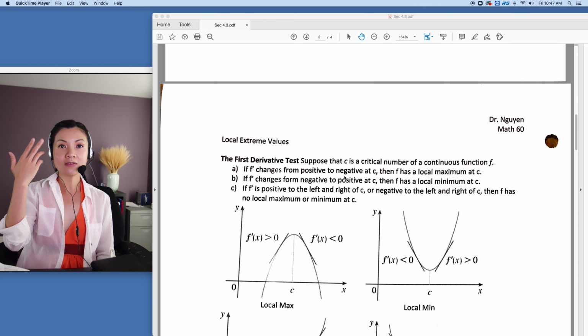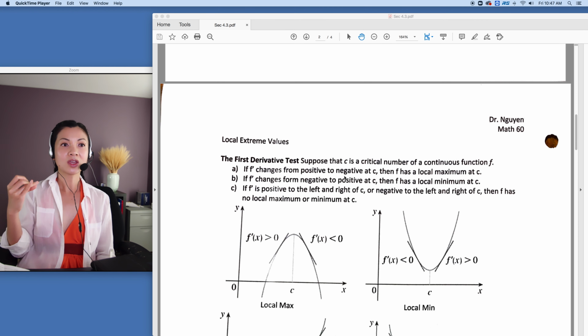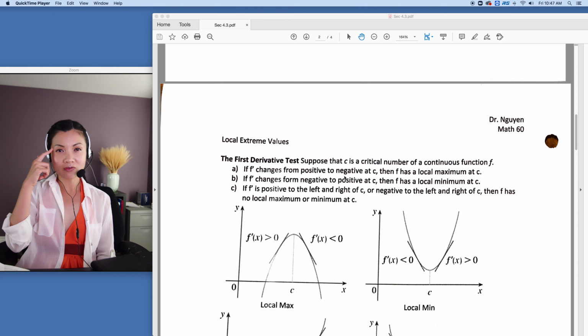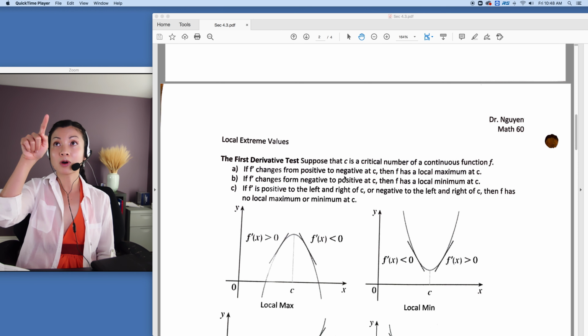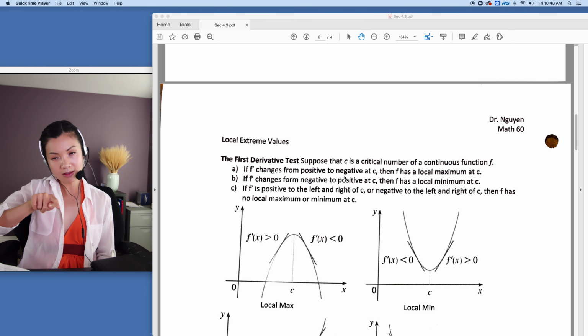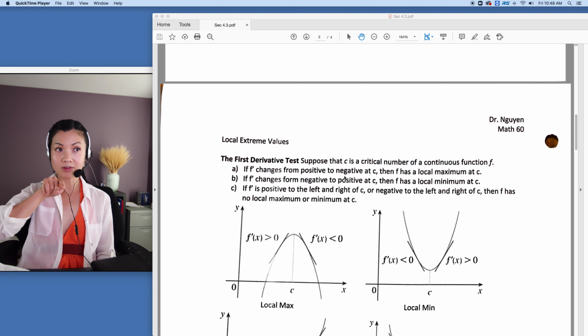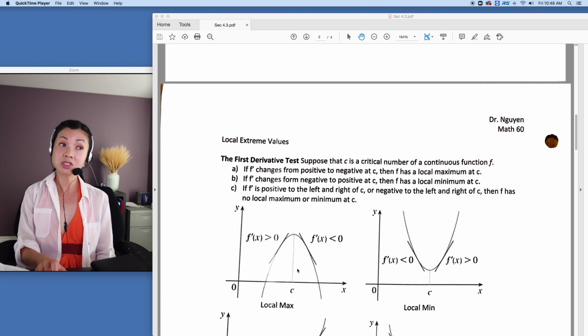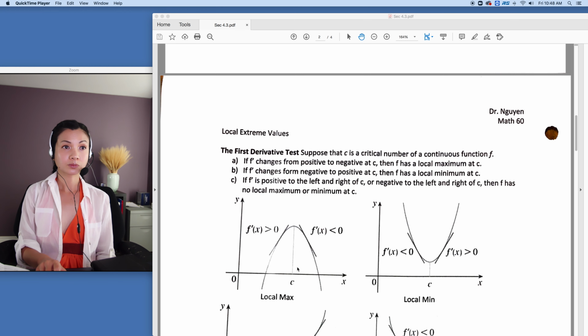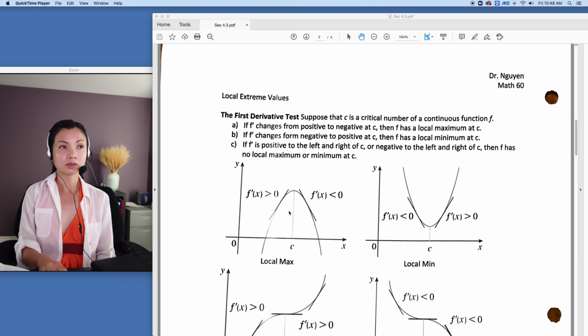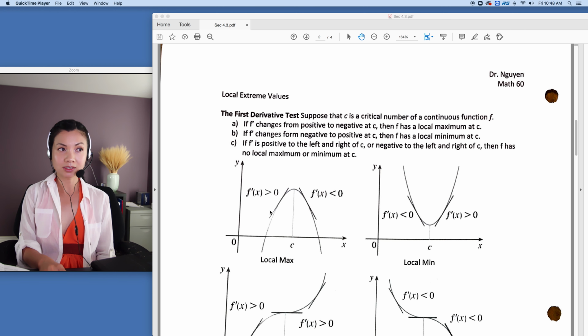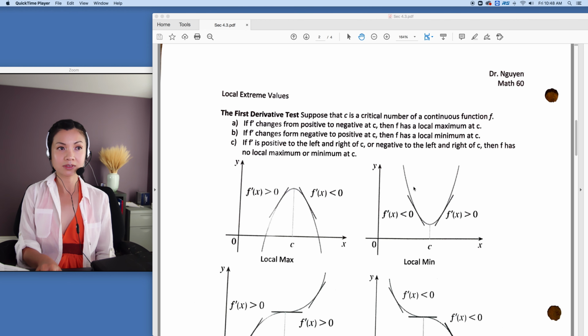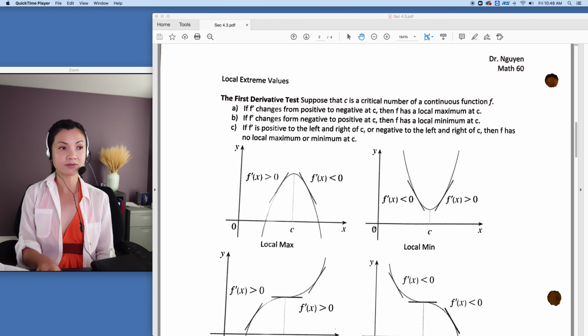So even if you can't memorize all of these conditions, you can visualize it. If I go from positive to negative, I have a max. If I go from a negative to a positive, I have a min, right? So that's how the first derivative test works. So local max, you see that? Positive, negative. Negative, positive.